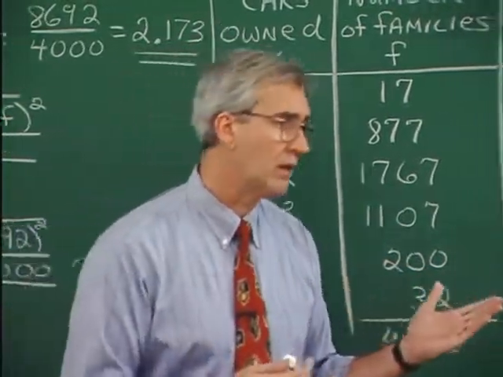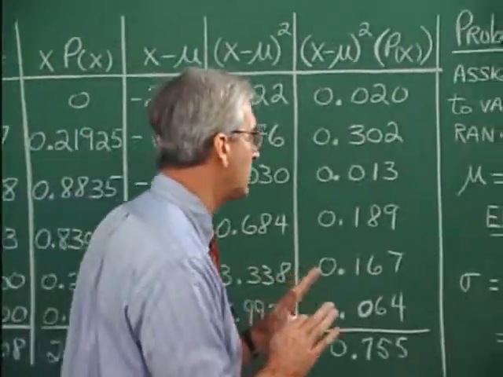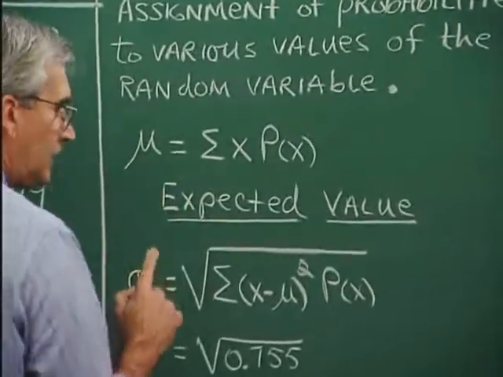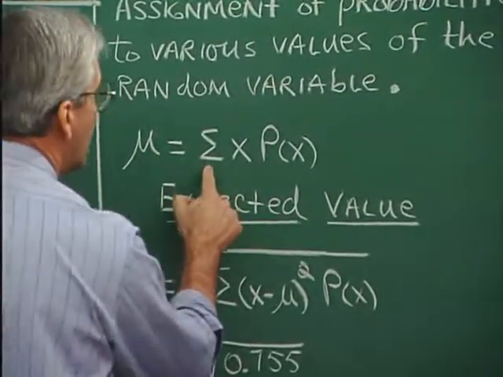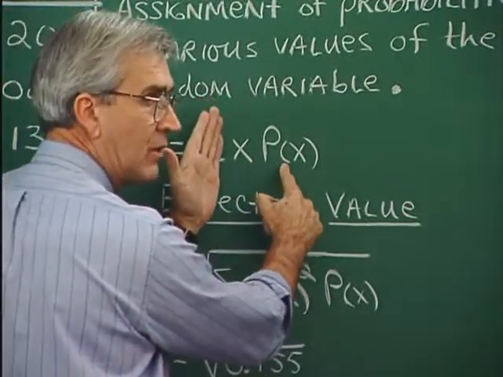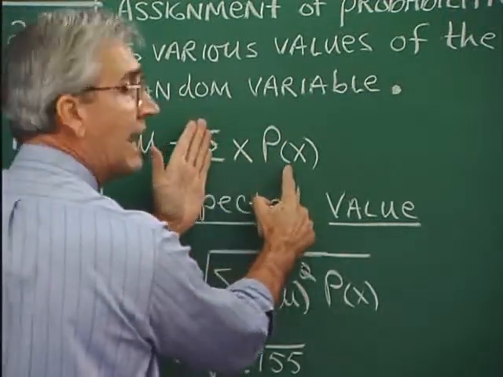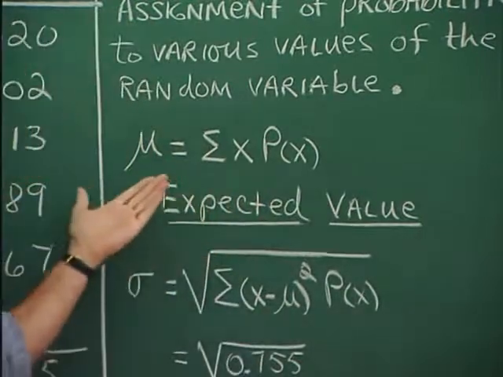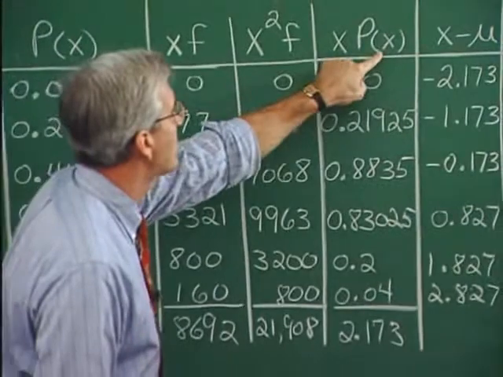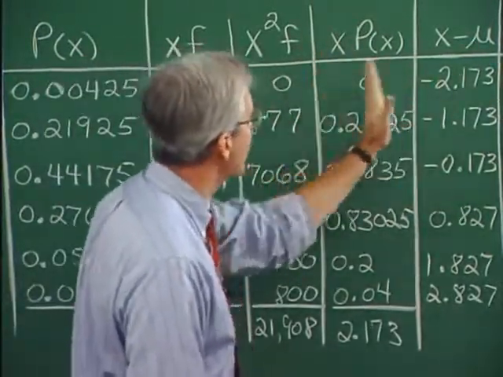Let's come over here and talk about an alternative formula for calculating mean and standard deviation. The mean, mu, is only the sum of x times the probability of x. So it's just the sum in that column of x times probability of x. And over here, I've got a column for x times probability of x.